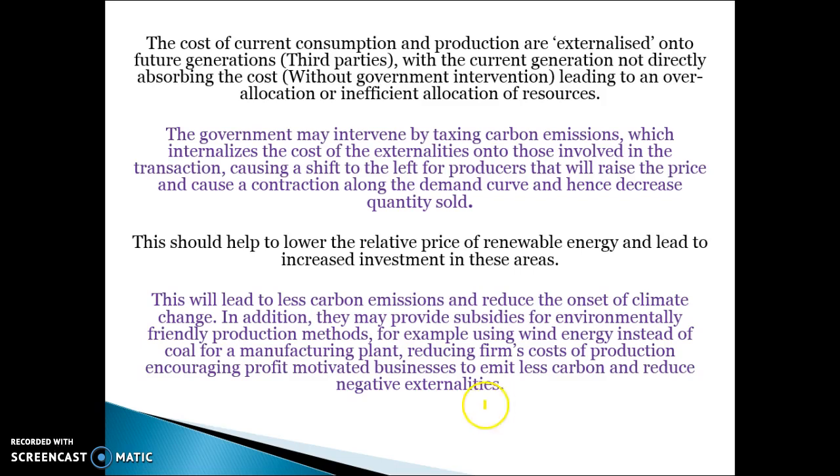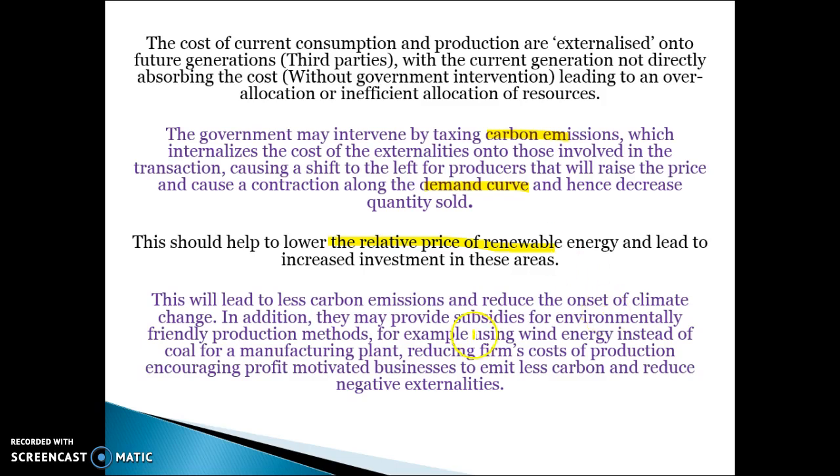The government can intervene by taxing carbon emissions, which internalises the cost of the externalities and raises the price of emitting carbon. That will lead to a contraction in demand for these activities. It should also lower the relative price of renewable energy and lead to increased investment in these areas. So this will lead to less carbon emissions and reduce the onset of climate change. So make it really clear the impact it has on relative prices and the reallocation of resources.